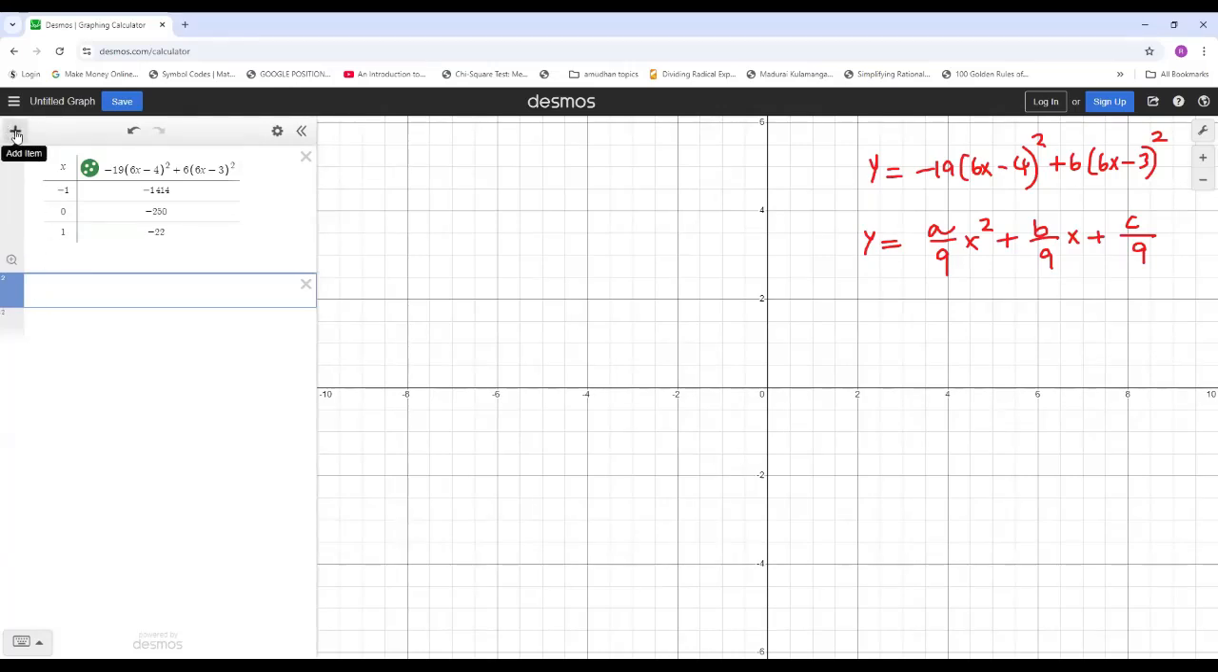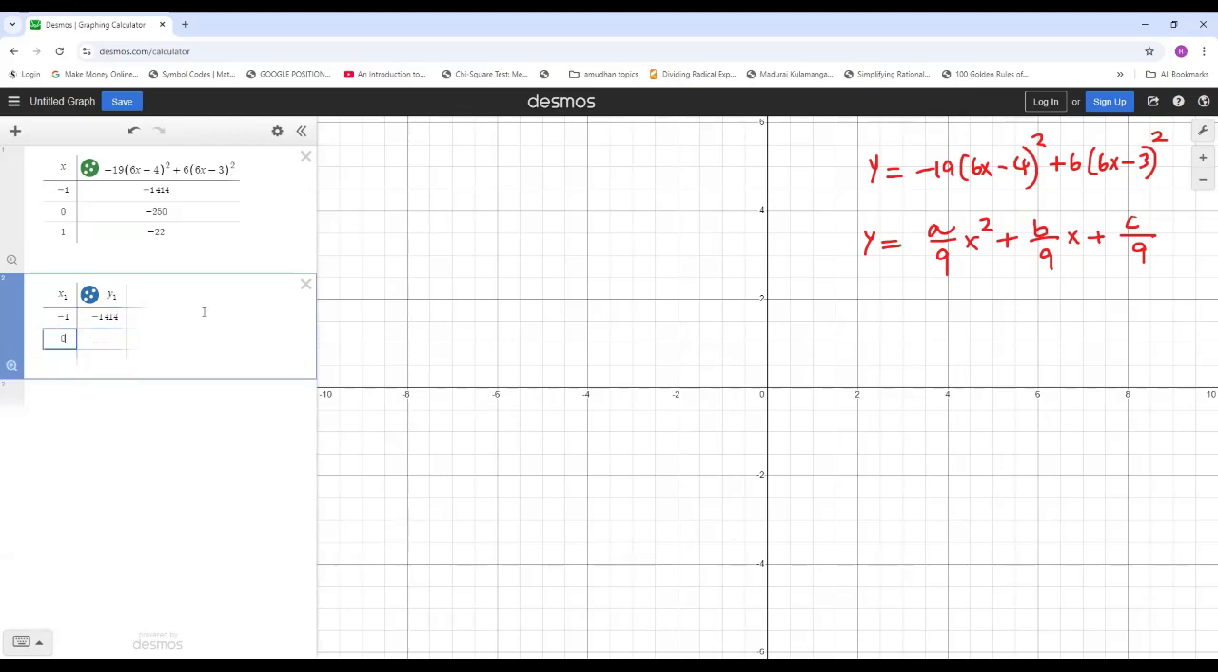Now again on the left side top corner, we have to click on the plus icon. So then go to table. So in the table, just keep the x1 as it is in the first row. For x1, I have to give negative 1. For y1, this time I have to give input myself, that is negative 1414, the one what I got over on the table above. Now let's come to the second row.